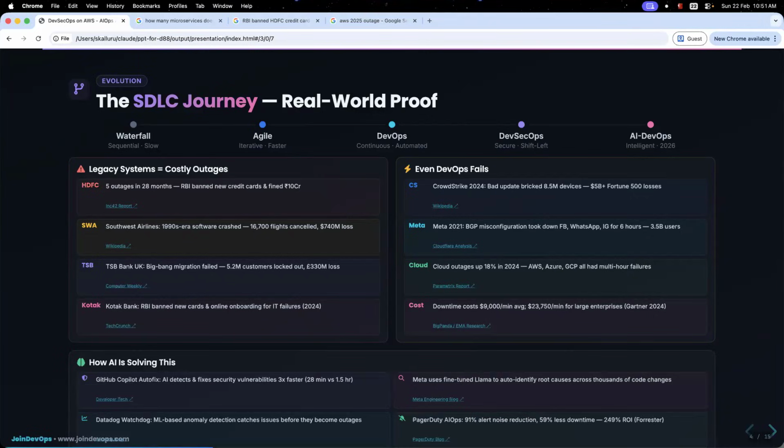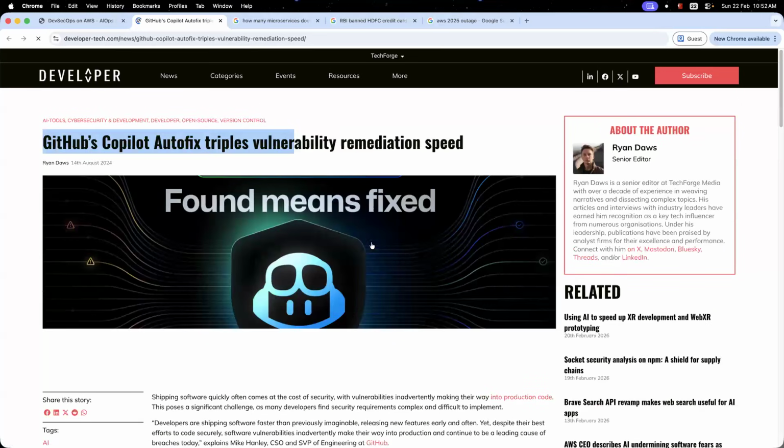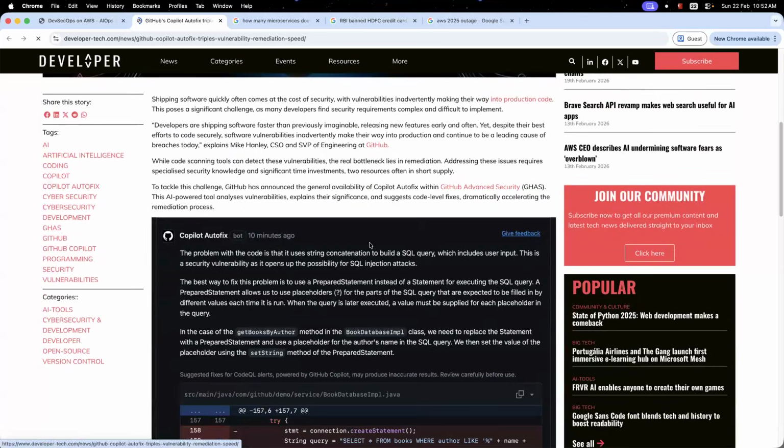Now if you look at the different solutions that come from AI, by the way, the first one I wanted to talk about here is that GitHub has conducted a survey.